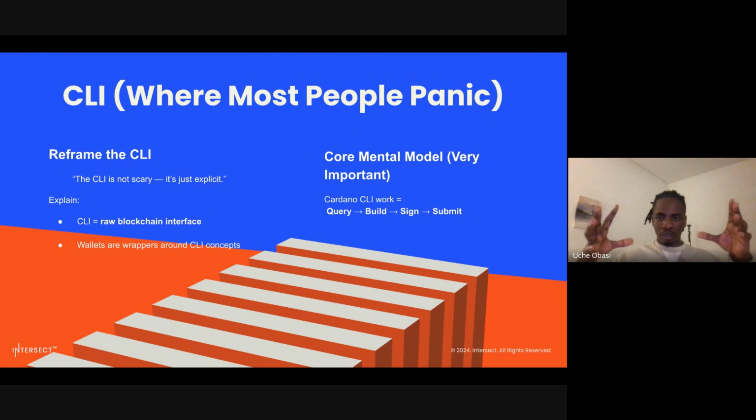The mental model to have in mind is to see the Cardano CLI as: you query, you build, you sign, and then you submit. Query, build, sign, submit. You can use a short form, QBSS. That's the mental model you should have in mind when you think of CLIs.